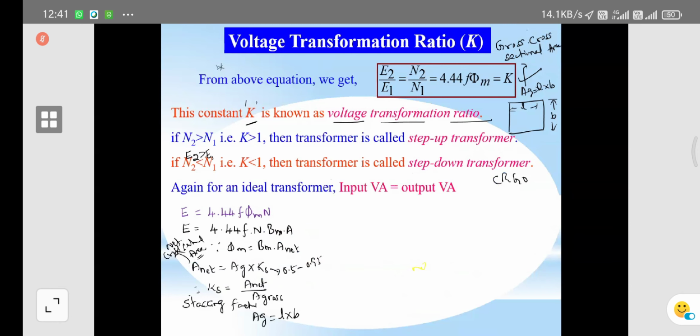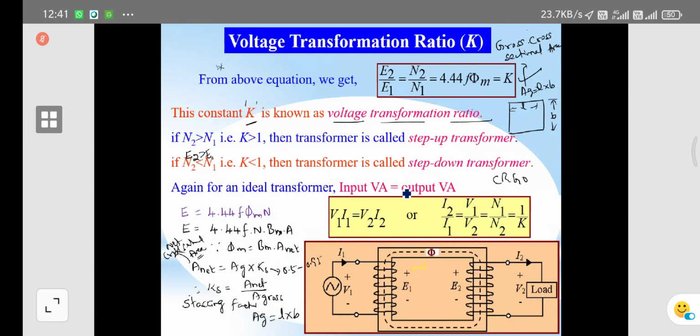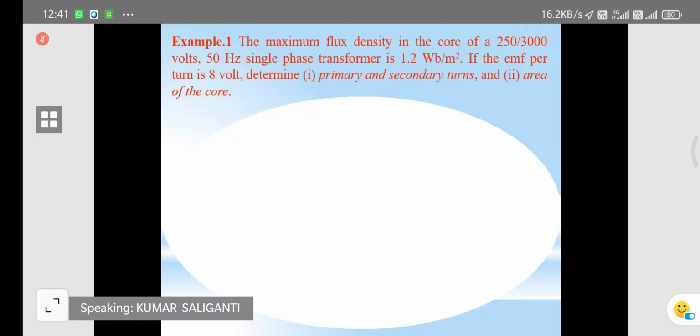Again, for an ideal transformer, the input power is the same. Hence the currents are in the inverse ratio of the voltages, that is the transformation ratio. Already I discussed this with you. So coming to the problems.